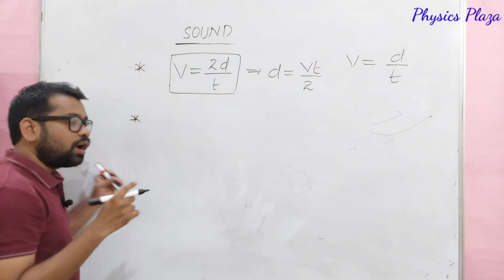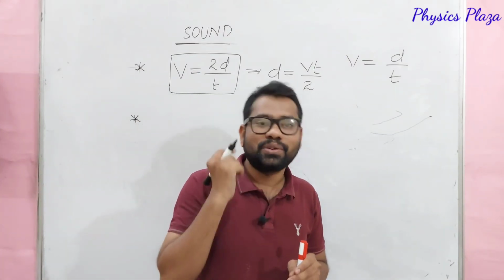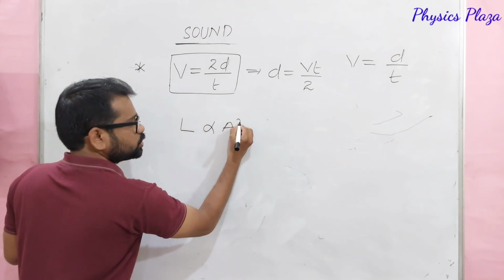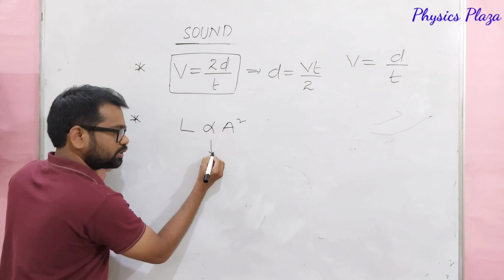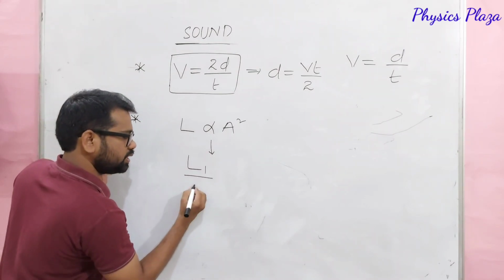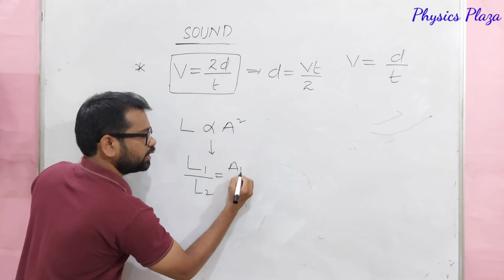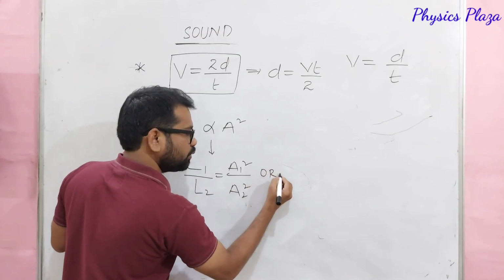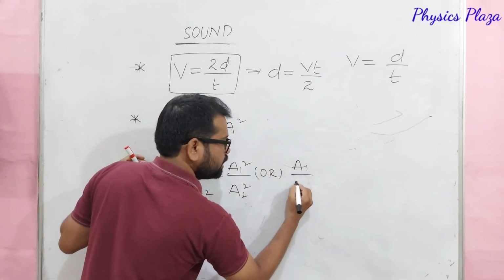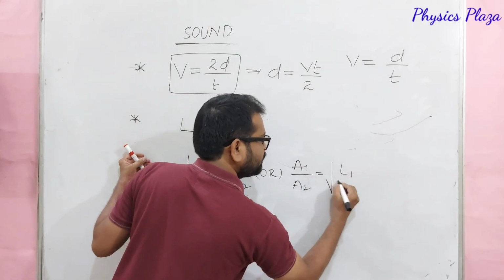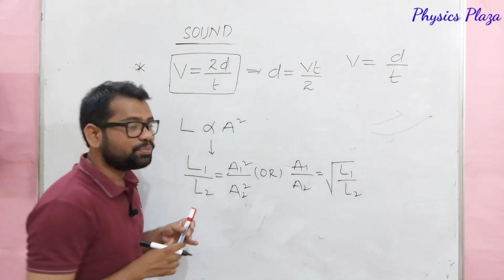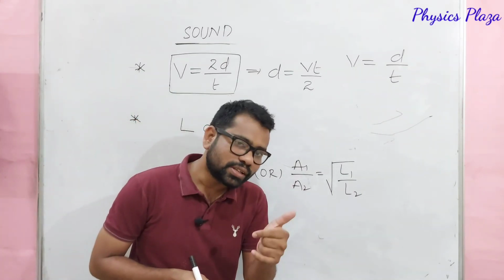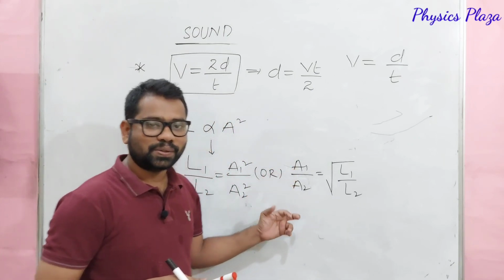And next one, dear children, how loudness is related to the amplitude is very important. Loudness is directly proportional to the square of the amplitude. Based on this also we can expect numericals. So L1 by L2 is equal to A1 square by A2 square, or we can also write A1 by A2 is equal to square root of L1 by L2. When amplitudes are given, we can calculate loudness, whereas if the ratio of loudness is given, then we can calculate the amplitudes also.